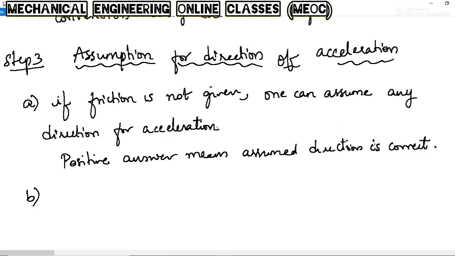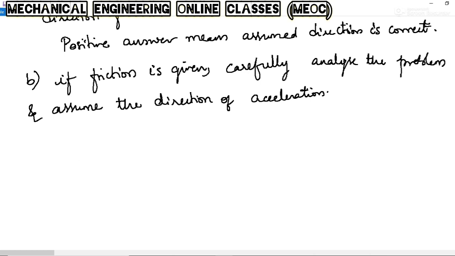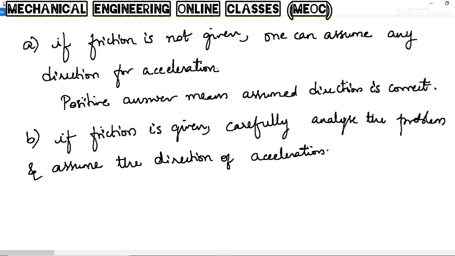And the second case is when friction is given. In case friction is there, we have to carefully analyze the problem and then assume the direction of acceleration, because in this particular case, when we assume the acceleration direction correctly, we should get a positive answer only. If we do not get a positive answer, we have to change the direction and do the entire problem again. It is not the case with the first case, where friction is not given. There, a positive answer means that the direction is correct, and a negative answer means the answer is correct, but only the direction of assumption is wrong.